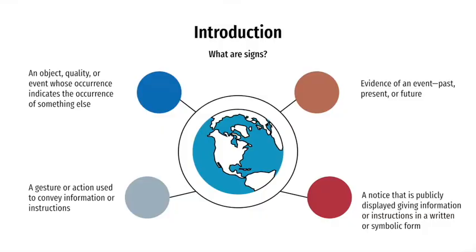So let's define signs. One way to think of signs is as an object or the quality or event whose occurrence indicates the occurrence of something else. Another definition is that a sign is evidence of an event from the past, present, or the future. A sign could also be a gesture or action used to convey information or instructions, so more of a physical thing, think sign language. And a sign could be a notice that's publicly displayed giving information or instructions in a written or symbolic form.